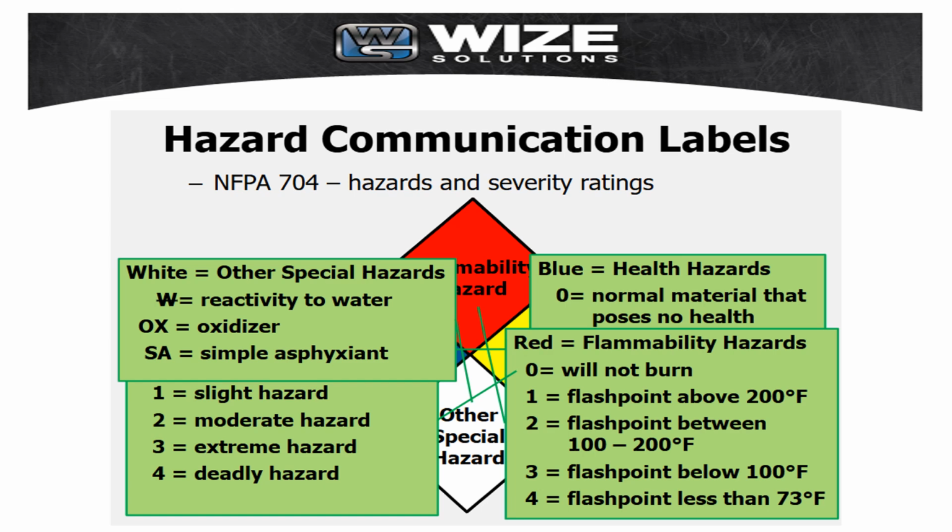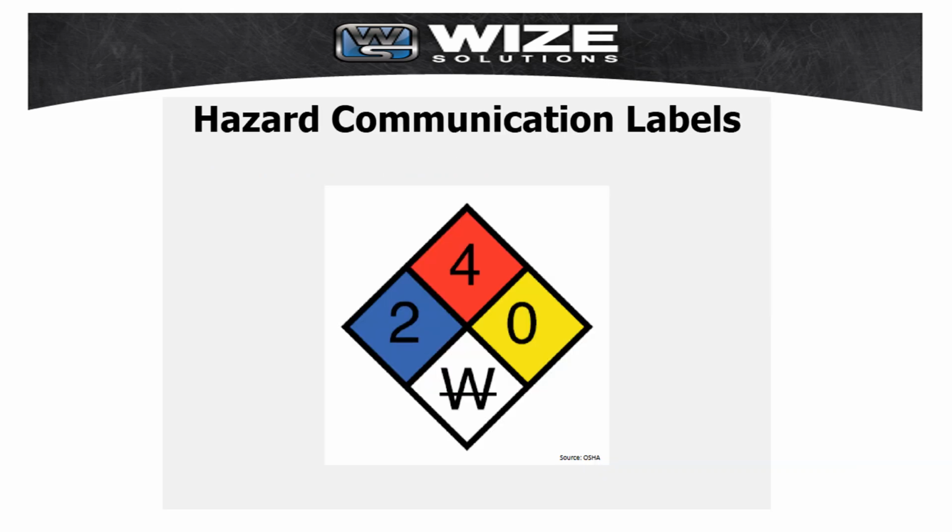NFPA label, just know the pattern and what it means. Red is flammable. Blue is for health. White is for special hazards. 0 to 4 is the number rating. The lower, not such a risk; the higher, the greater the risk. Example: 2, moderate health hazard. 4, highly flammable, flashpoint less than 73 degrees Fahrenheit. 0 equals normal, stable. And W with a line through it means that it doesn't play nice with water.